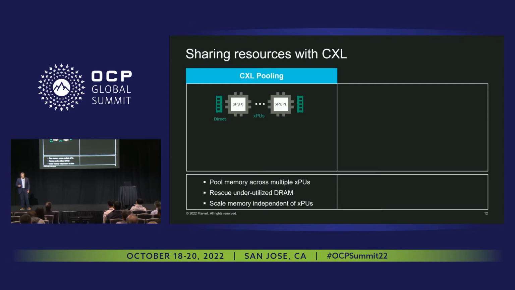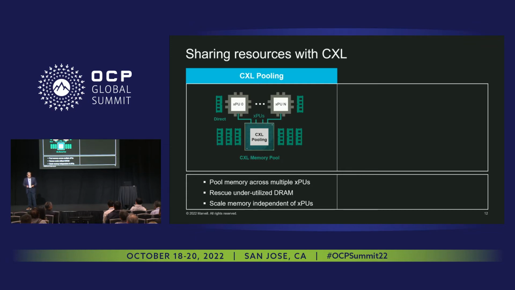Next we'll talk about sharing resources with CXL. Today, when a server is provisioned with memory, it is provisioned to handle the most intensive workload. But the problem with that is that as the workloads vary, that memory cannot be shared, or I should say, cannot be rebalanced, and you end up with inefficient memory utilization.